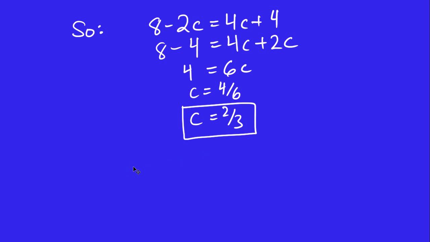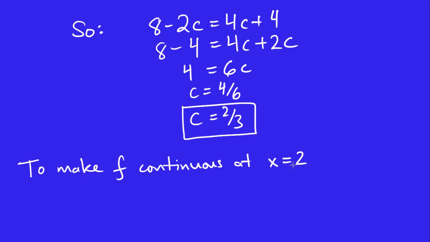And I'll just write a little quick sentence here to conclude the problem. It's always good style to do that. To make f continuous at x equals 2, we need c to be equal to 2/3. Something like that. Okay? So that's a very common kind of continuity problem to do. I hope that makes sense.